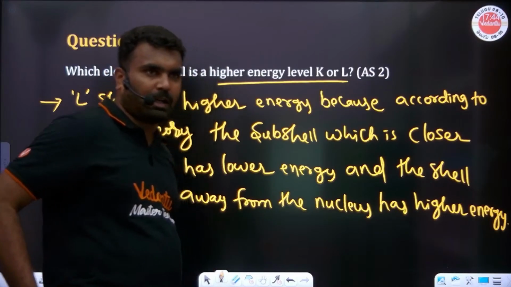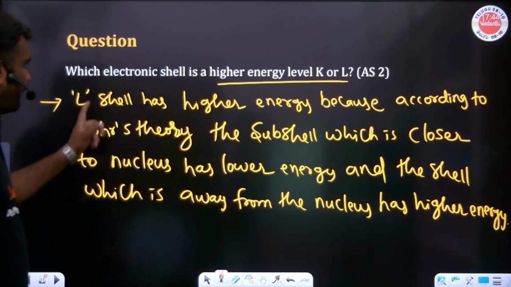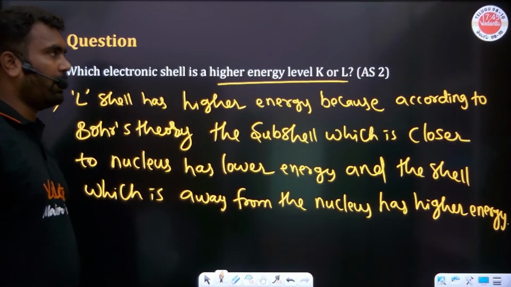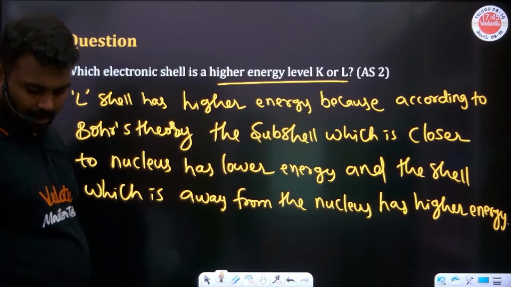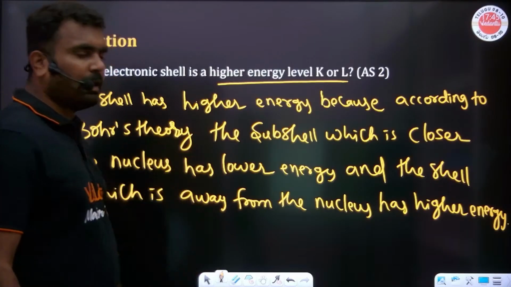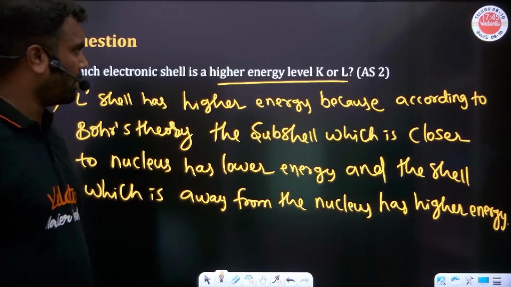So let's begin again. Okay na, so the question is: which electron shell is a higher energy level? They are asking about the K shell or the L shell.